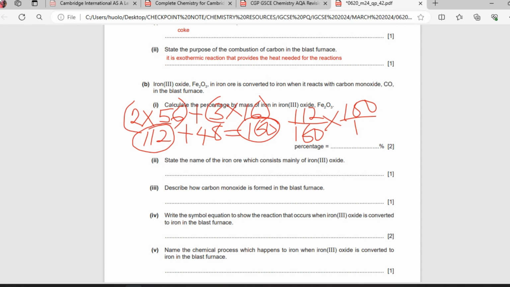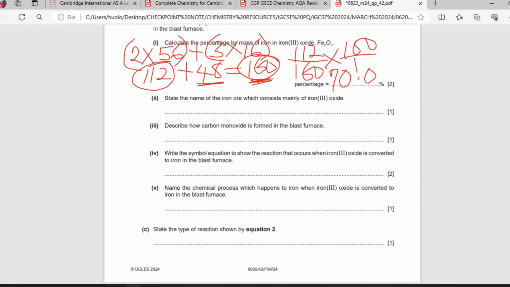So you could be asked to calculate the percentage of oxygen. Calculating the percentage of oxygen, you are doing this over the total. So that's the way to calculate percentage by mass. Now, quickly let's punch the calculator. 112 over 160 multiplied by 100. What do we have? Okay, so this is 70. You could do 70.0 to three significant figures. Okay, so that's great. We make progress.